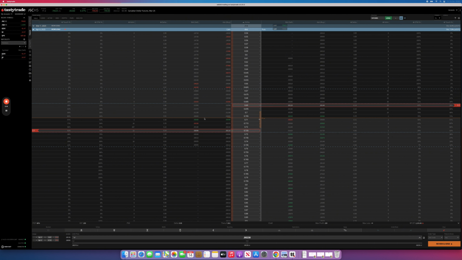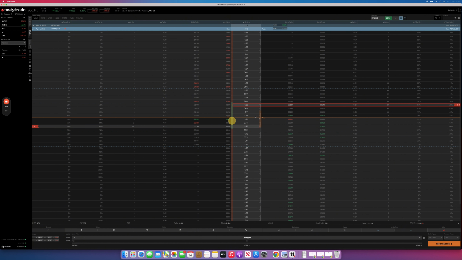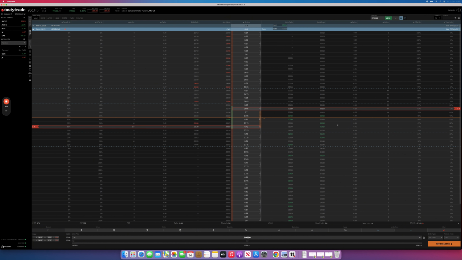However, this is pretty conservative, so let's see what happens if we decide to be a bit more aggressive and go one strike in on either side. Now we are collecting just under $400, but our buying power requirement hasn't increased by 400. Our buying power has only increased by a couple hundred. It's now at basically 2.5k, so our return on capital has increased.